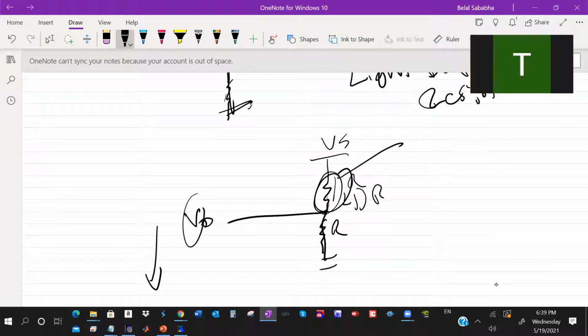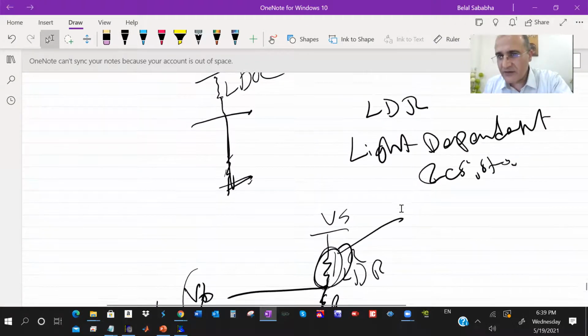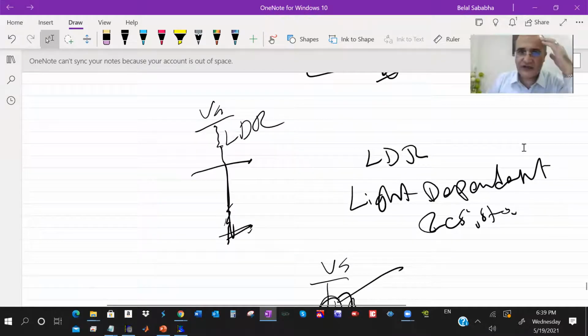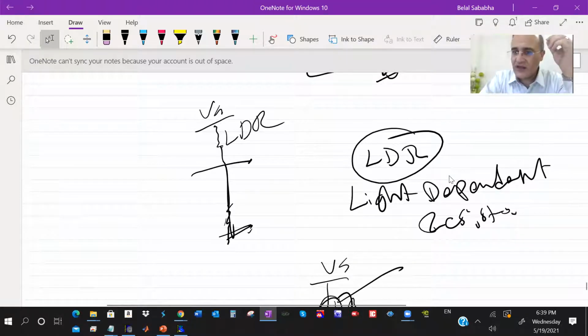Okay. Doctor, like a variable resistor? Excuse me? Like a variable resistor. What is a variable resistor? Maybe it's a resistance that varies depending on what. LDR, light sensors, are usually called LDRs. Yes, they are variable resistors. The resistance value varies depending on the light surrounding it. That's why they call it light dependent resistor.